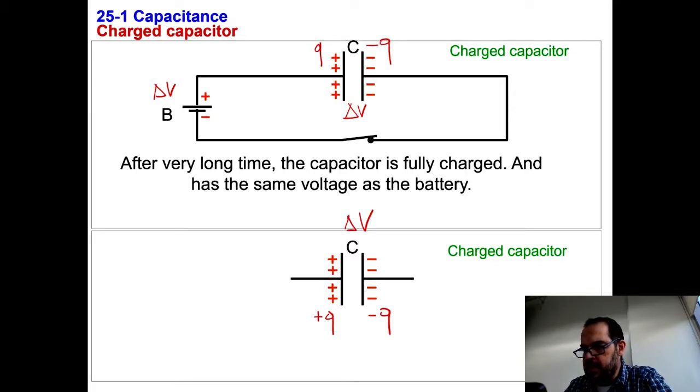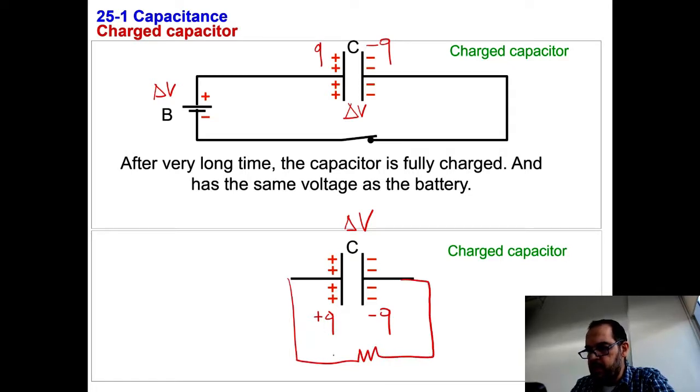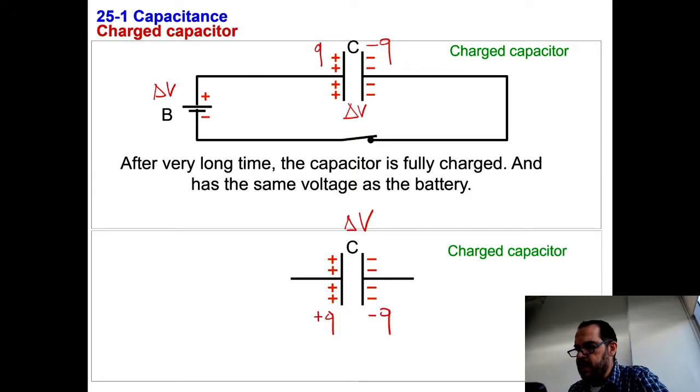Now the capacitor can operate like a battery for another circuit. So if we connect another circuit, for example, if we connect a resistance to this capacitor, we will have a flow of current through this resistor until the capacitor is discharged. That's why capacitors are used as sources of energy or sources of charge in many circuits. But it's only a temporary source.